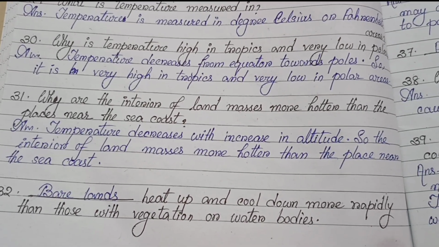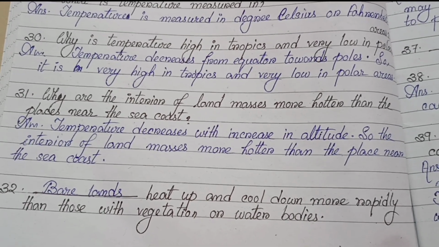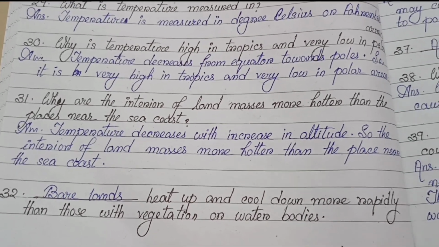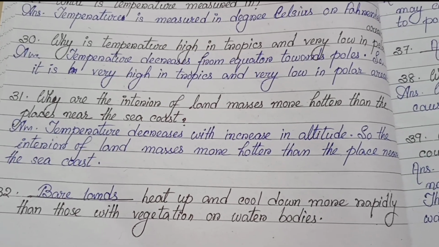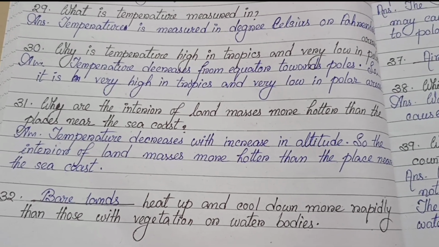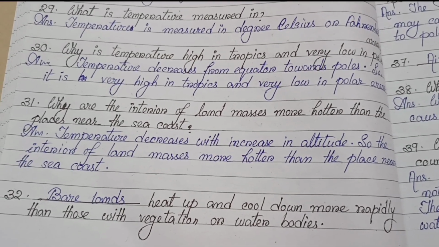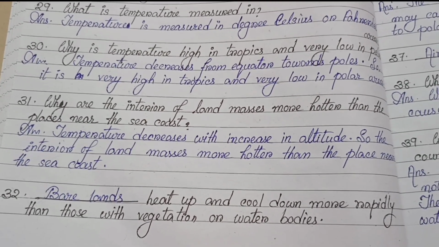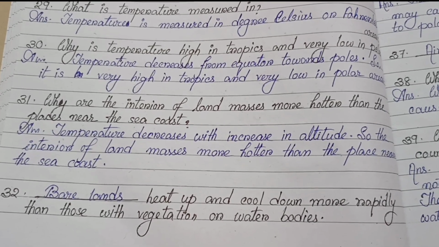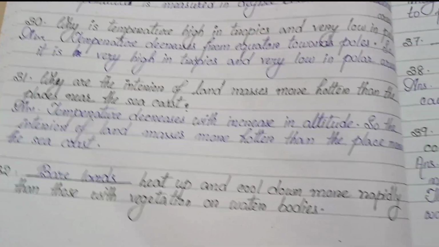31. Why are the interiors of land masses hotter than the places near the sea coast? Temperature decreases with increase in altitude, so the interior of land masses is hotter than the places near the sea coast. Number 32. Bare lands heat up and cool down more rapidly than those with vegetation or water bodies.